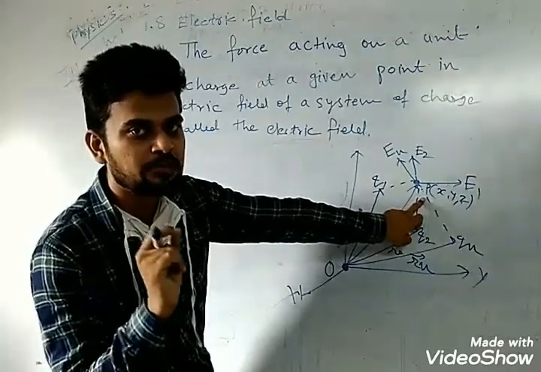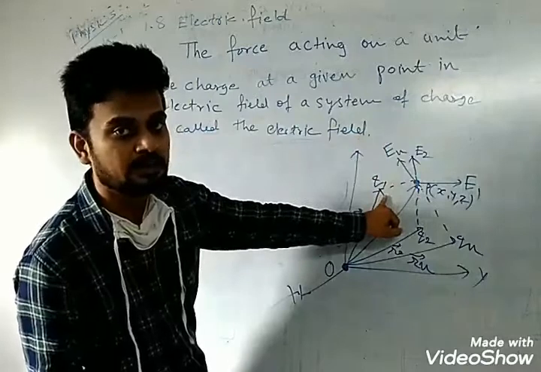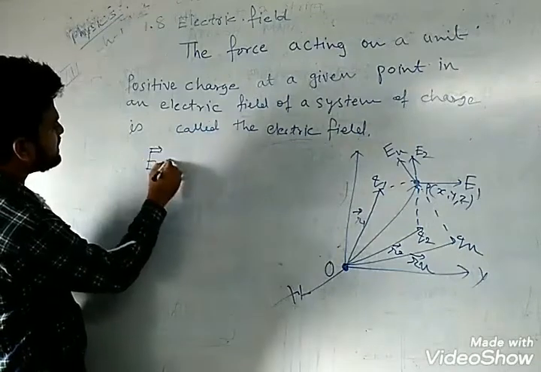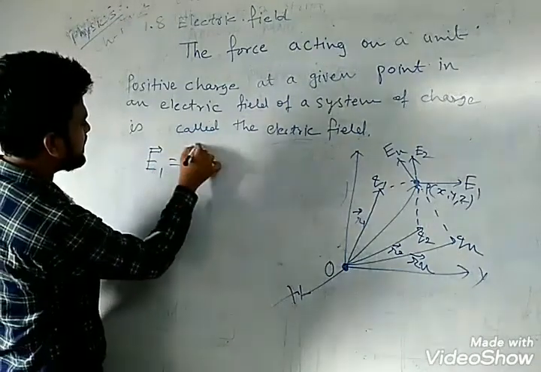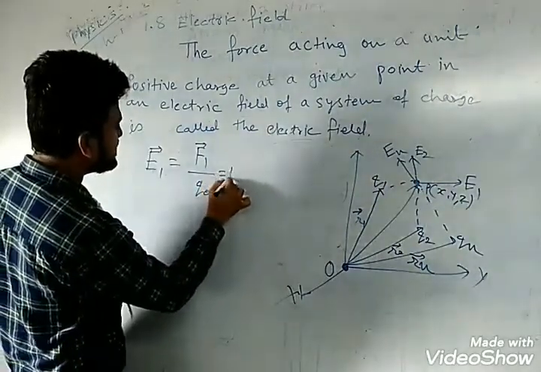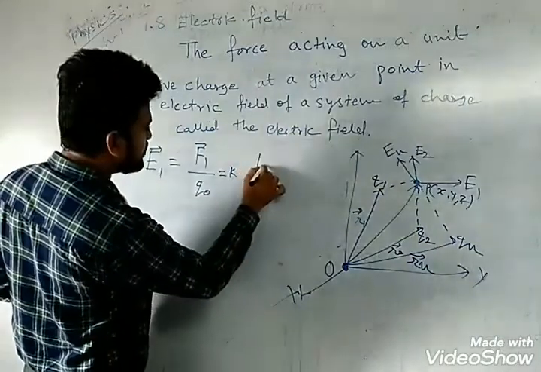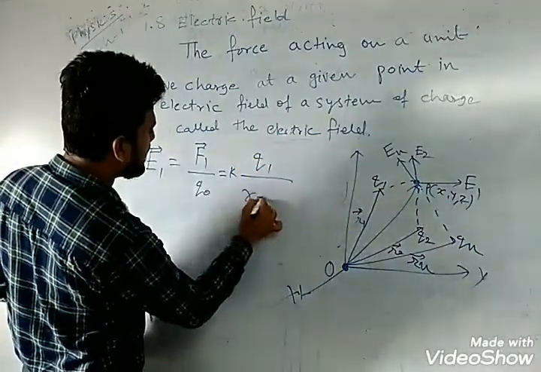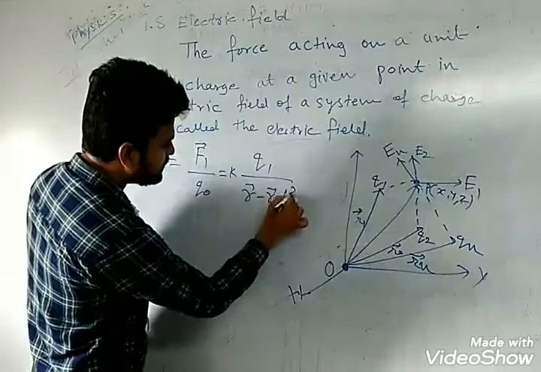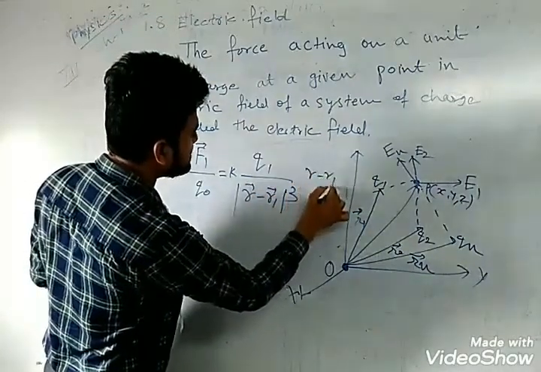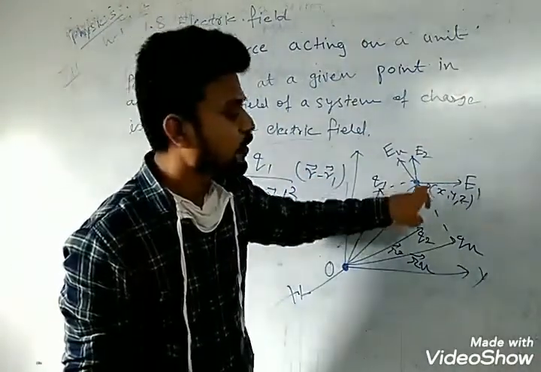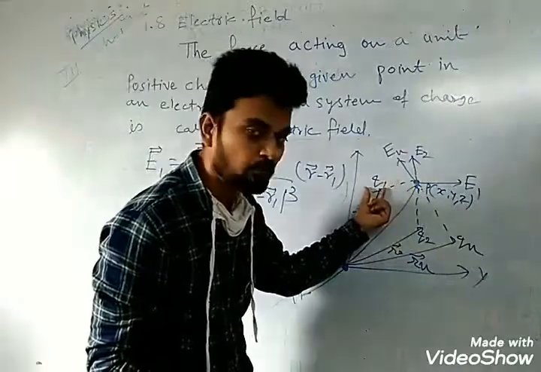The electric field at point P due to Q1, in the first case, is E1 equal to F1 upon Q0, equal to K Q1 upon mod of R minus R1 cubed, into R minus R1. This is the electric field at P due to Q1.